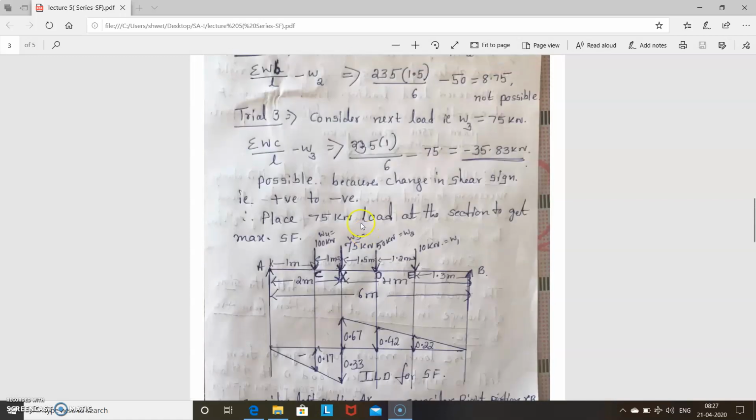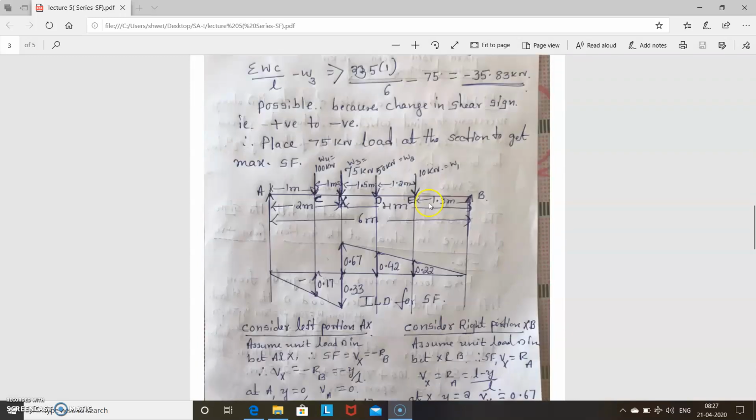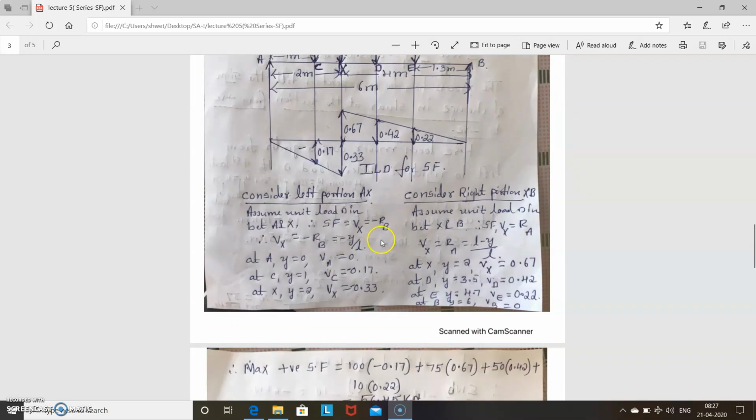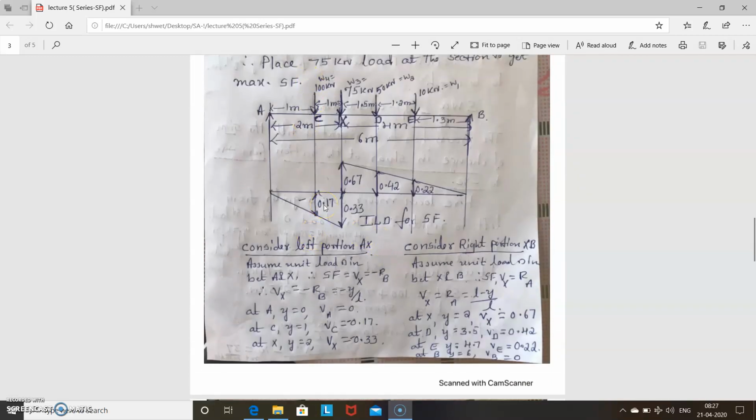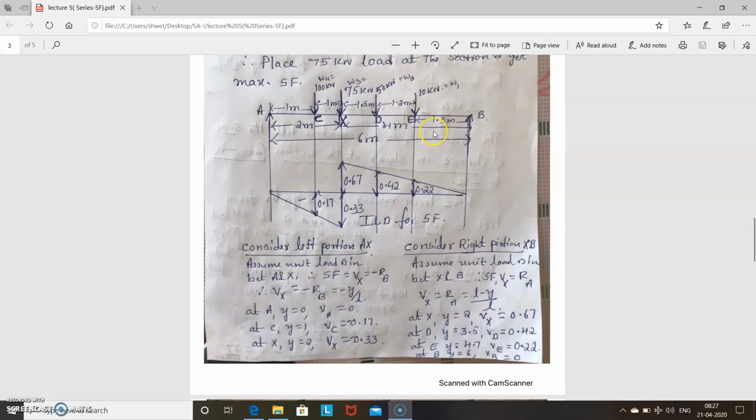What you have to do next is find the maximum shear force at a section 2 meter from the left end support. So you have to multiply this load with the corresponding ordinate. First we'll consider maximum positive shear force. Everything is the same here, only for positive shear force you have to consider this positive value. So that is 100 into minus 0.17 plus 75 into plus 0.67 plus 50 into 0.42 plus 10 into 0.22, that is positive shear force.